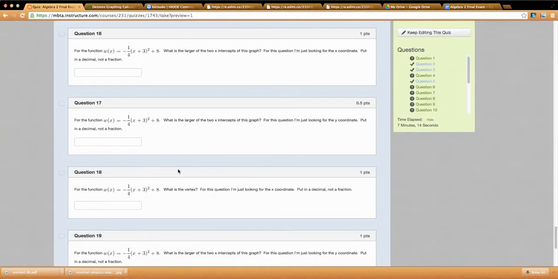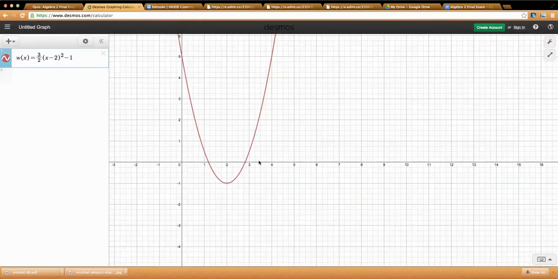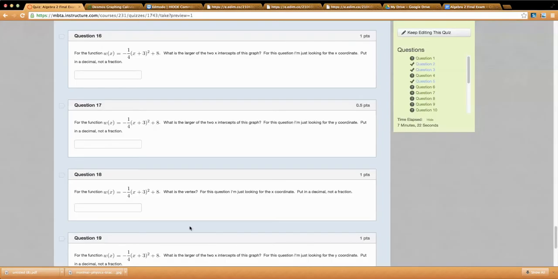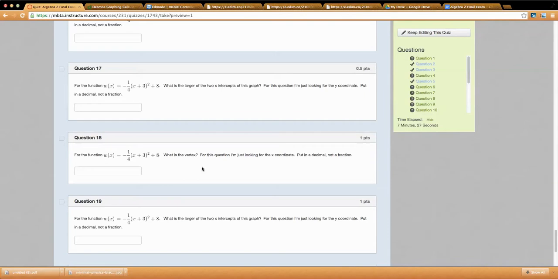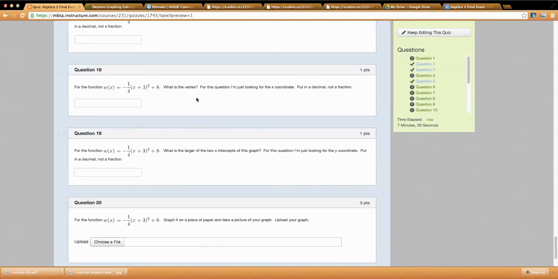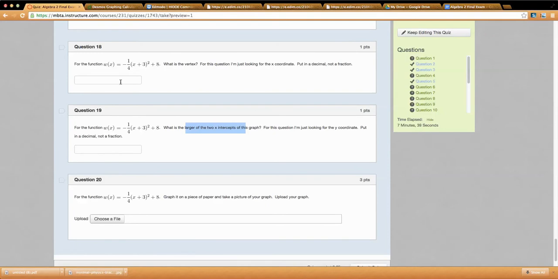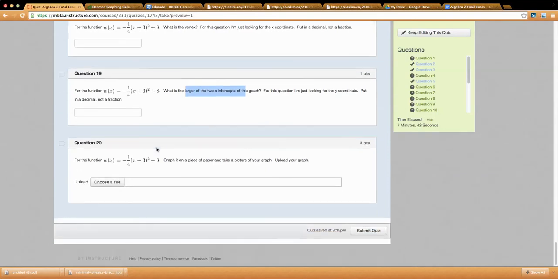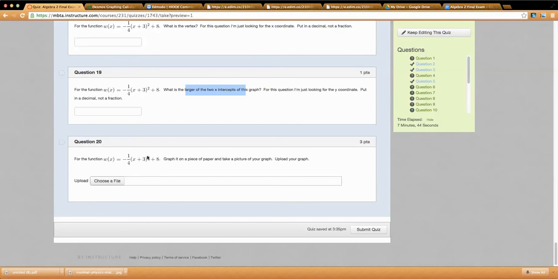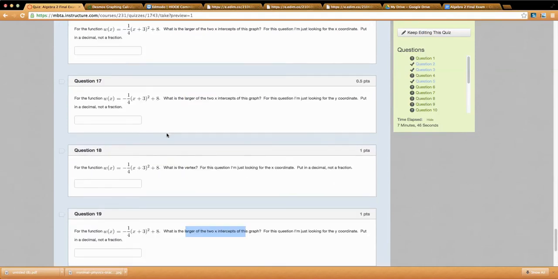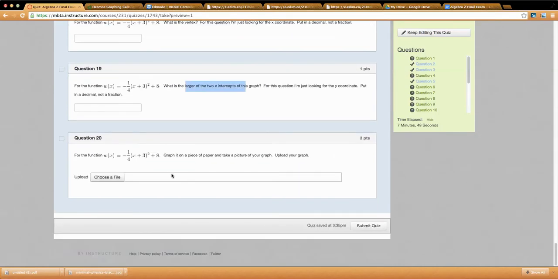Question 16 and 17 is asking the exact same thing. The only difference is I'm asking you for the second x-intercept, which is the one on the right, the larger of the two. All right, and then question 18 and 19 is asking for the vertex. What is the vertex? Oops, I've got to change that word to vertex. And I want you to give me the x-coordinate and the y-coordinate of the vertex. And then the last one is graph that dang thing. Now that you've told me everything about it, just graph it and submit that assignment to me.